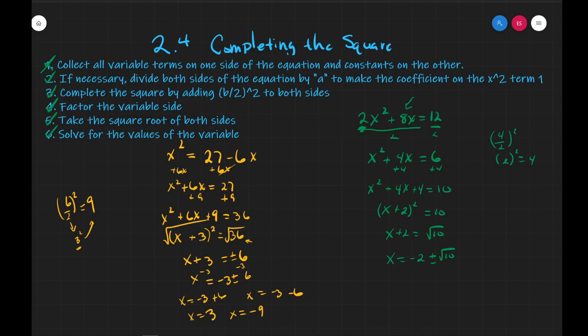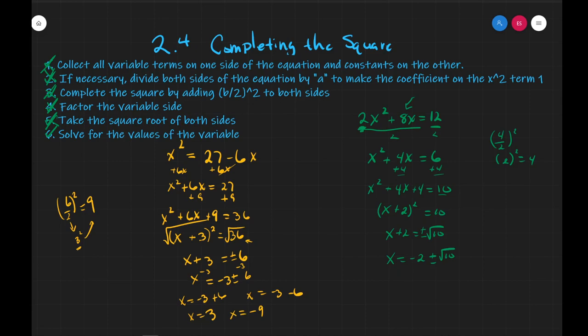Then, once we divide both sides by 2, we need to add b over 2 squared to both sides. So b in this case was 4. 4 divided by 2 is 2. 2 squared is 4. So we added 4 to both sides. Adding 4 to both sides gave us this expression on the left and then 10 on the right. Factoring the expression on the left gave us x plus 2 squared. If x plus 2 squared equals 10, when we take the square root of both sides, we get that x plus 2 is equal to positive or negative the square root of 10.